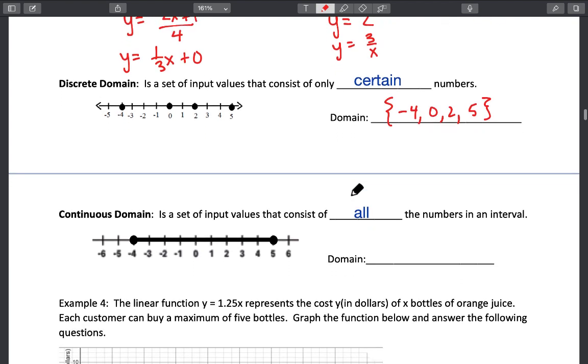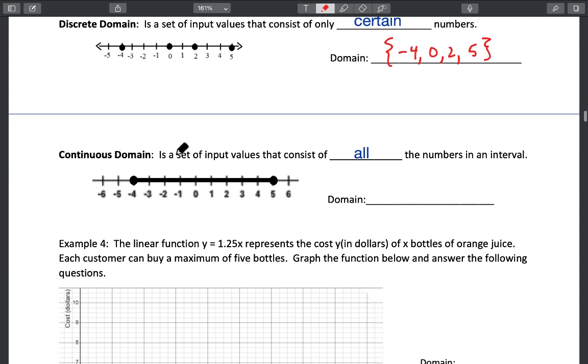And now to contrast that with a continuous domain. A continuous domain here, you can see, is all of these values between -4 and 5. And this is a set of input values that consists of all the numbers in that interval. And the way we're going to write this is using interval notation. We want all the x's that are greater than or equal to that minimum amount, which is -4, and they have to be less than or equal to that maximum amount, which is +5. So this interval notation is quite a bit different than the discrete notation.